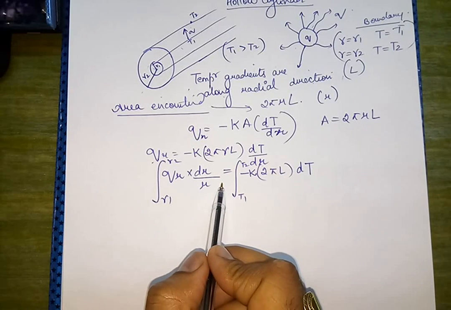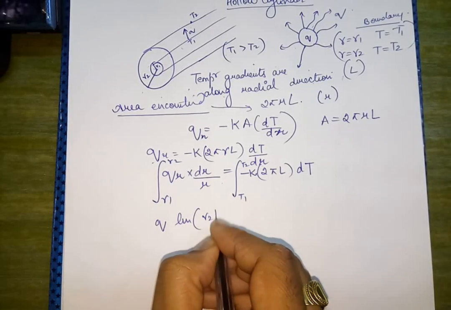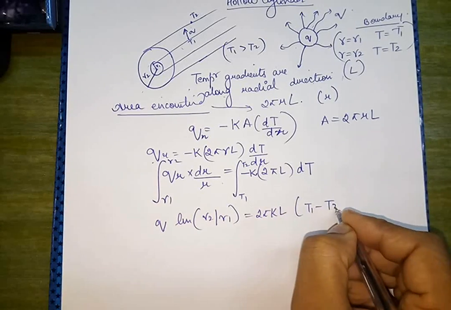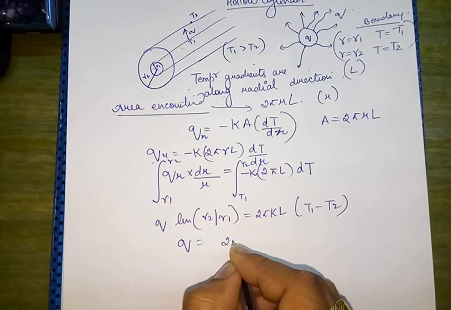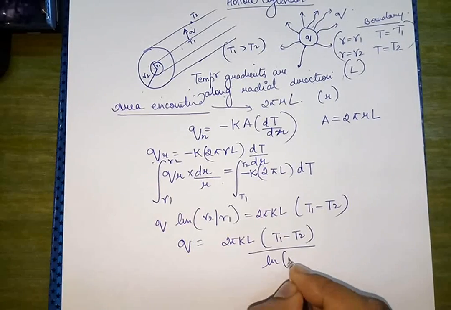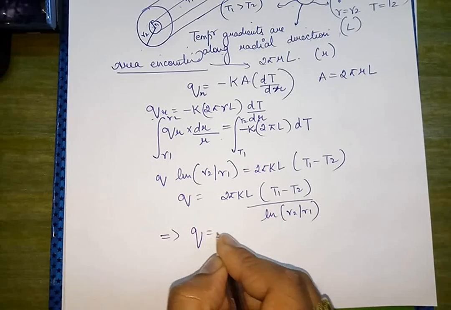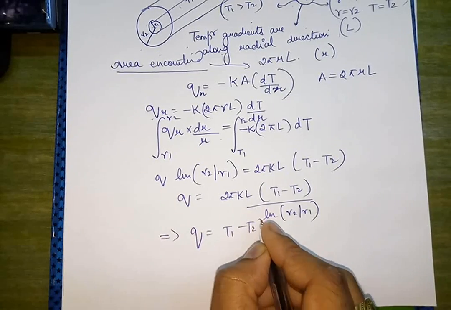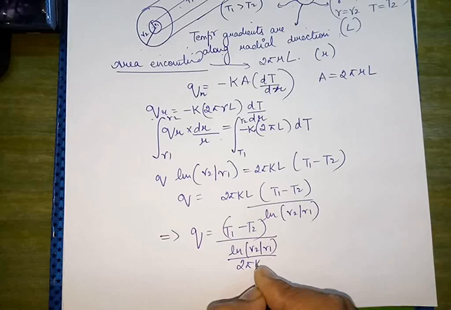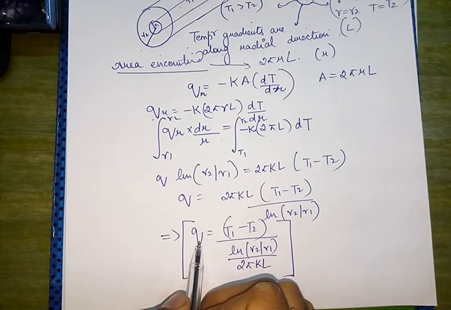Now on solving this equation, I will directly get, and I am writing the results, Q ln r2 over r1 is equal to 2 pi KL (T1 minus T2). So I can write Q equals 2 pi KL (T1 minus T2) upon ln r2 by r1. It can also be rearranged into the form of Q is equal to (T1 minus T2) whole upon ln r2 over r1 divided by 2 pi KL. So this is the expression for the heat transfer in case of cylindrical systems.